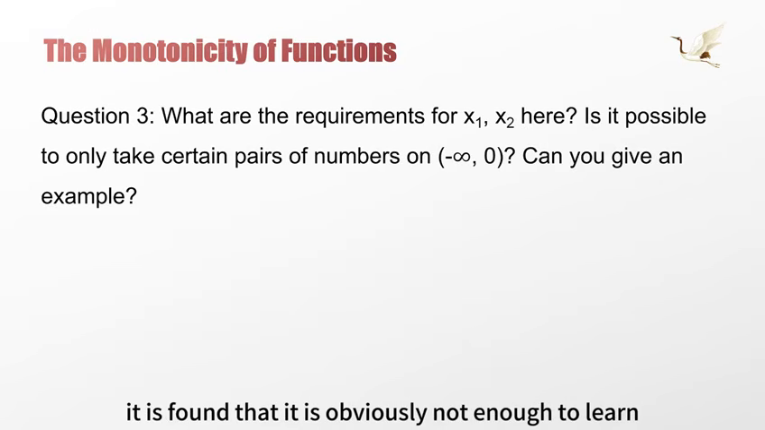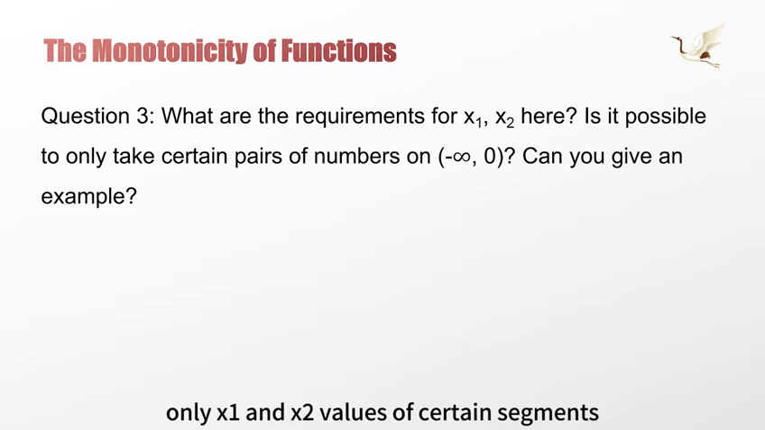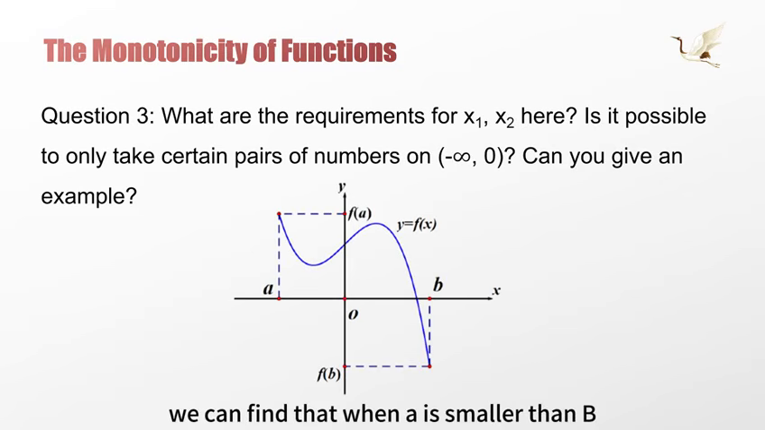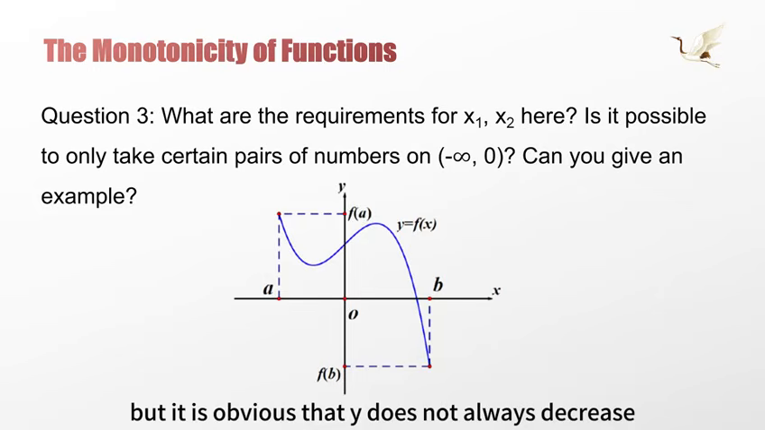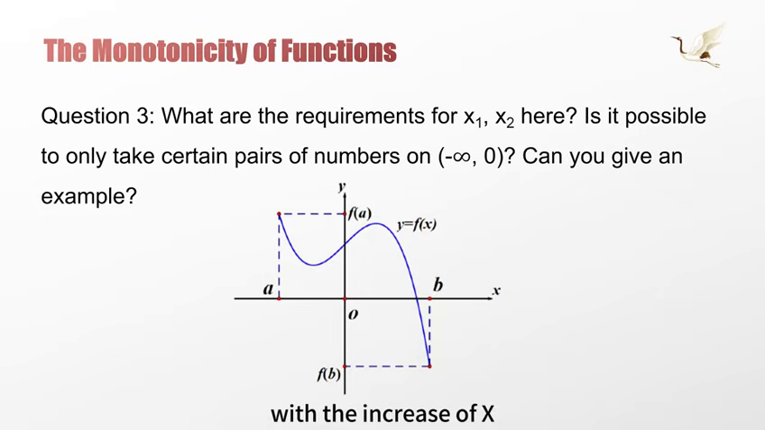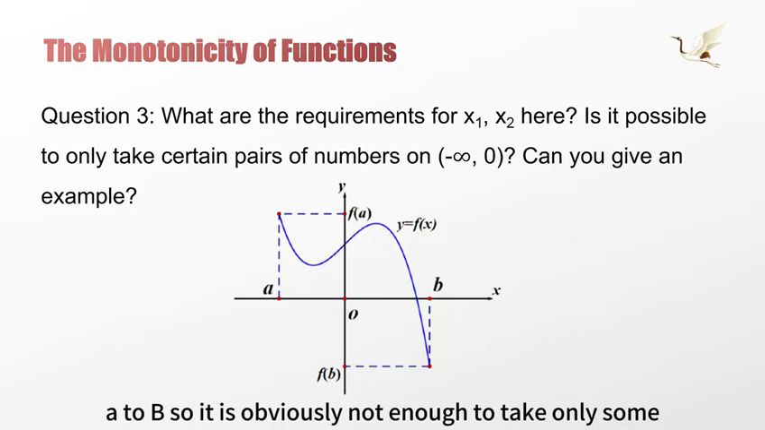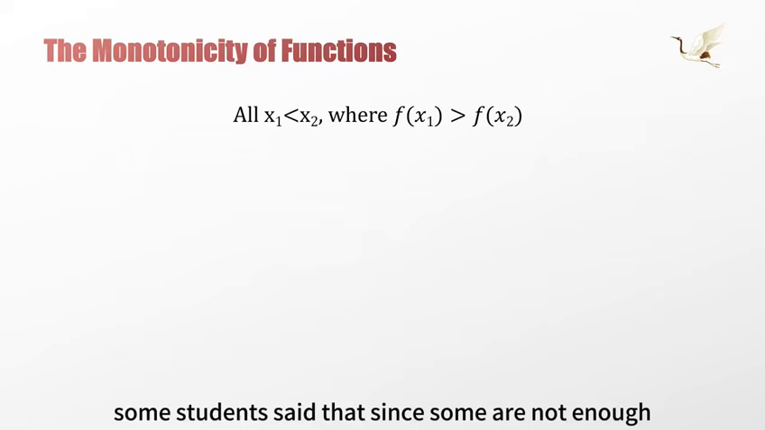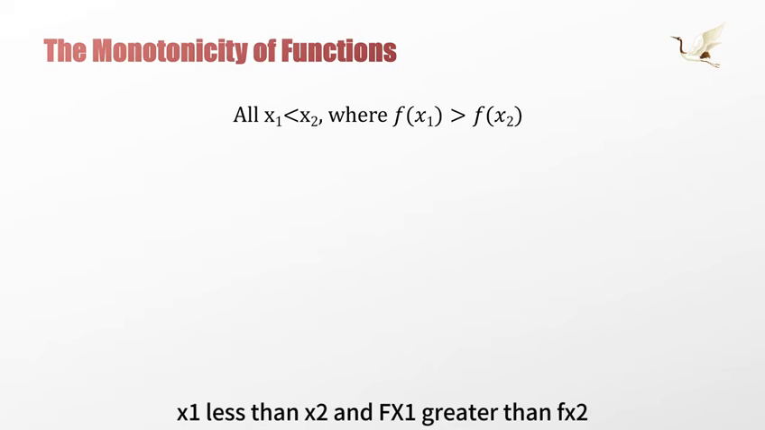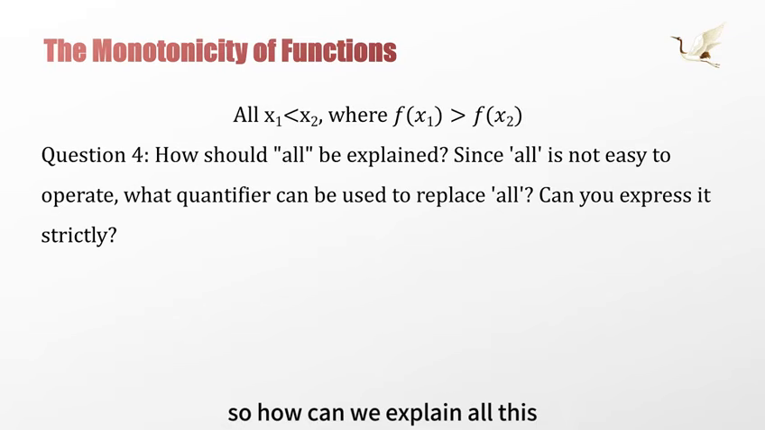It is found that it is obviously not enough to take only x1 and x2 values of certain segments. We can find that when a is smaller than b and f(a) is larger than f(b), it is obvious that y does not always decrease with the increase of x in the interval a to b. So it is obviously not enough to take only some x1 and x2. How should we take them? Some students said that since some are not enough, we will take all x1 less than x2 and f(x1) greater than f(x2). So how can we explain all this?